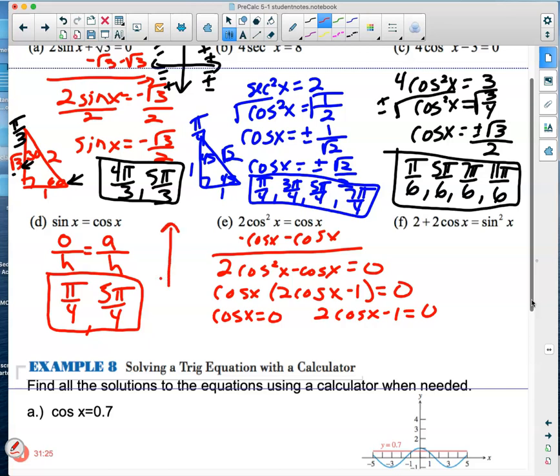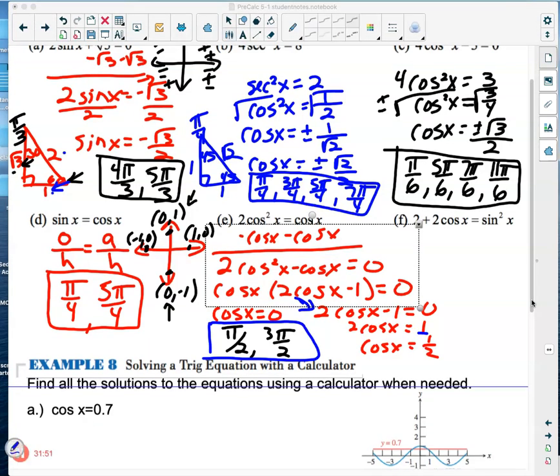Think about quadrantals. And remember that cosine is the x in those ordered pairs. So if we want cosine of x to equal 0, we've got to go with pi over 2 and 3 pi over 2 for one full rotation.